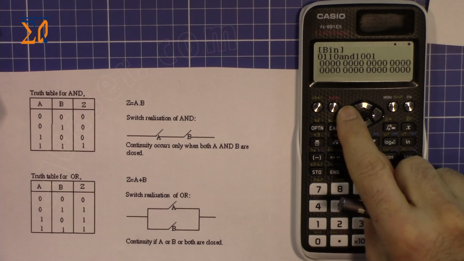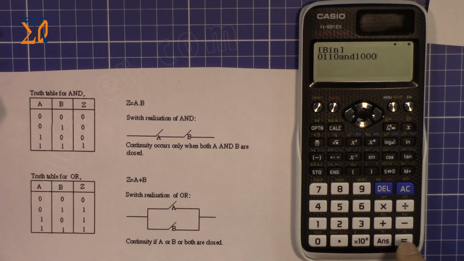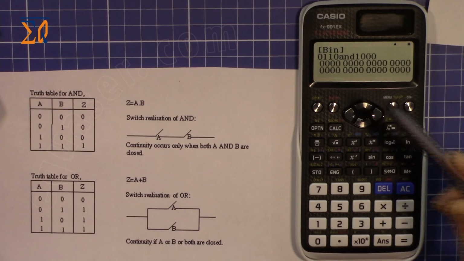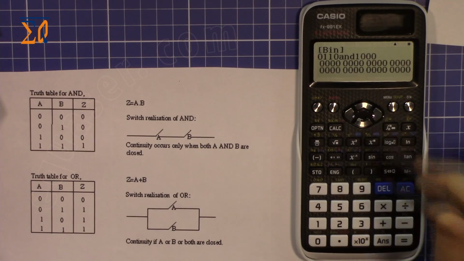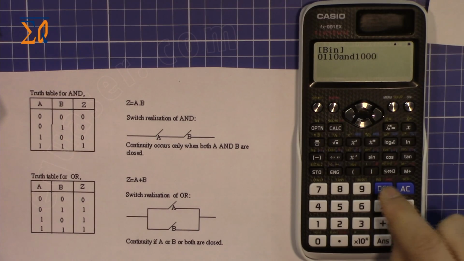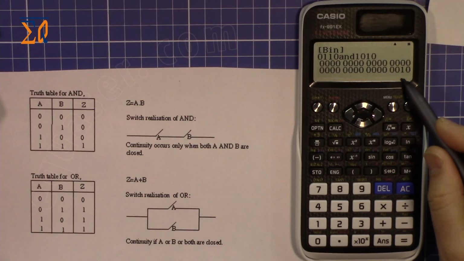If you want to change the value, just press the left arrow key, come here and make it 0, and then equal. Again 0 and 0 is 0. So the second bit should be 1 in order to get 1. So 1 0. Now we are getting 1.